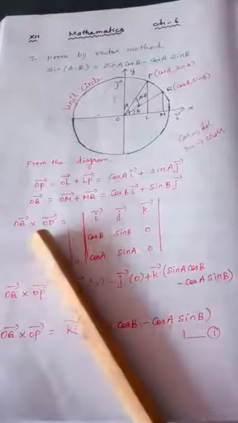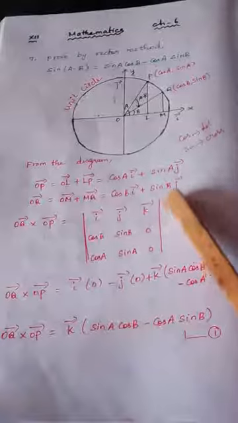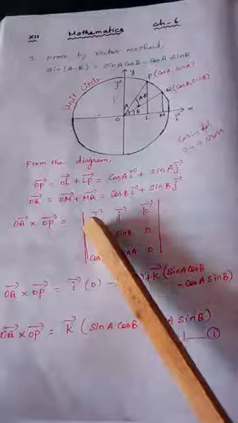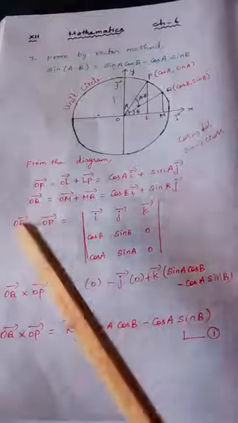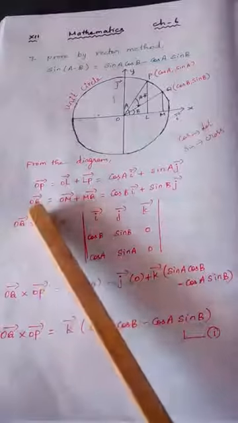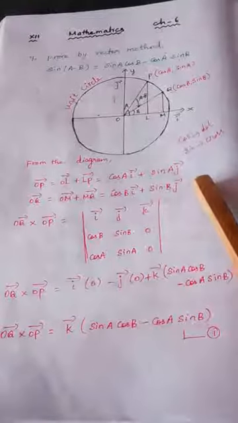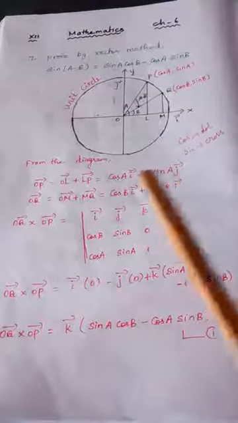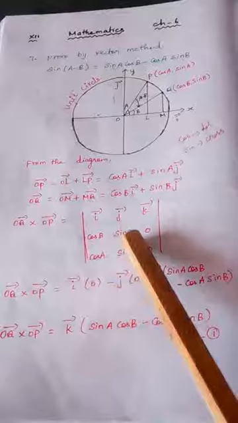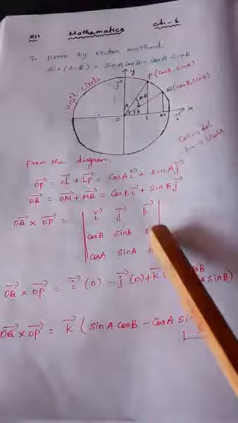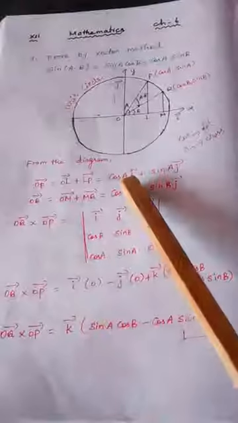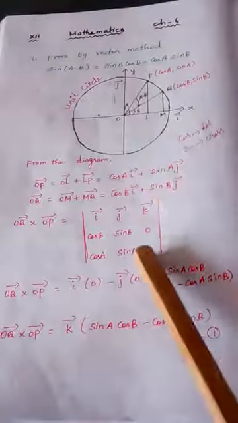You know very well how to find cross product using determinant. So determinant, first row is I, J, K. Second row, see what is OQ vector: cos B i plus sin B j. What is the K value here? No K vector, so 0. So write the coefficients: cos B, sin B. K is not present, so 0. Similarly for OP: cos A, sin A, 0.